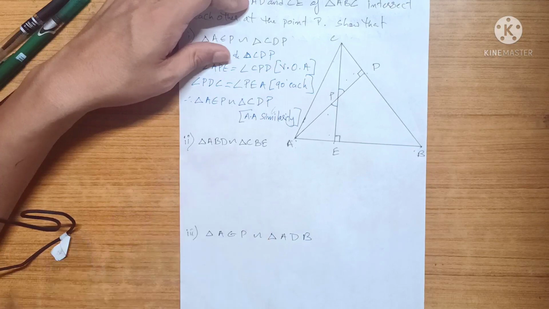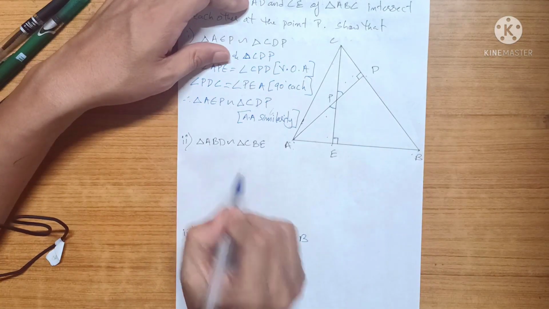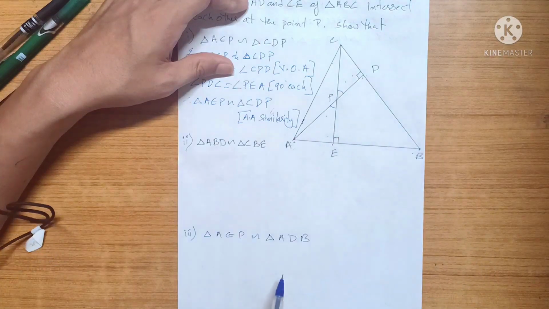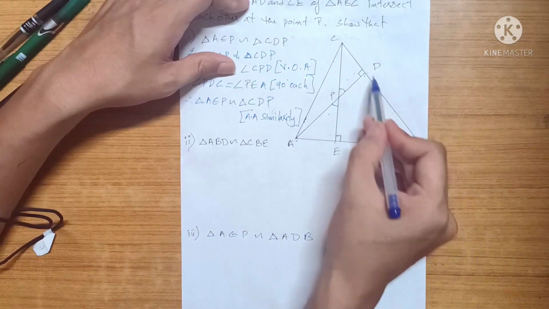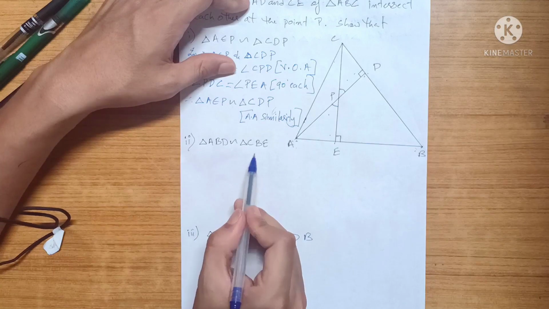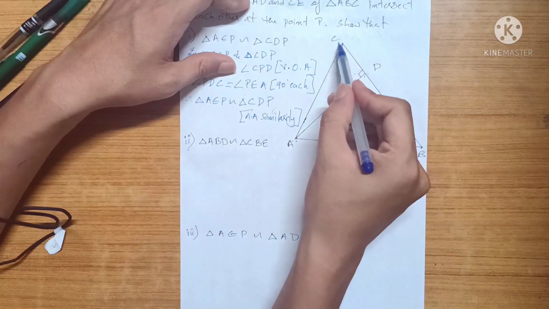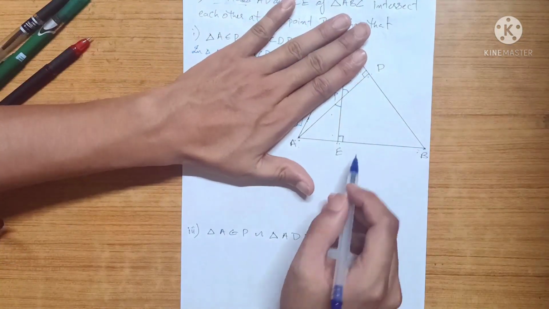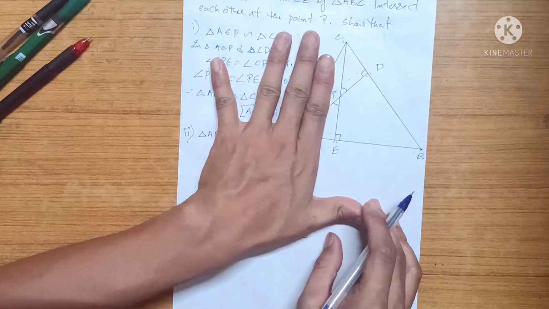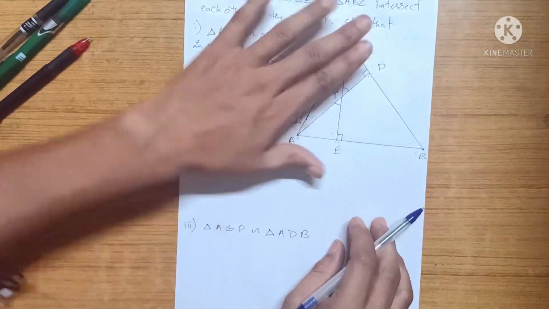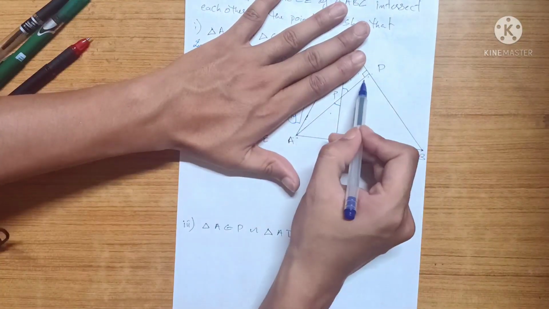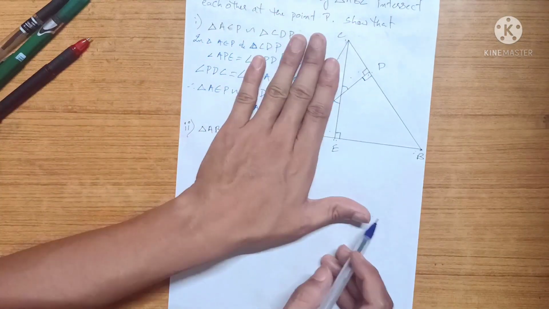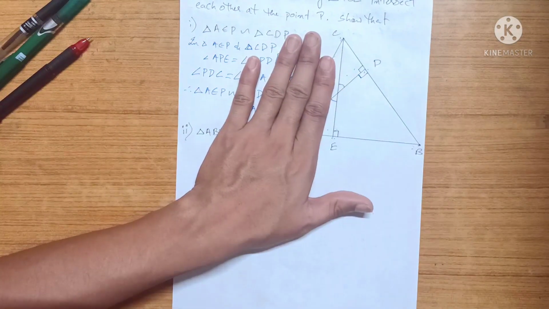Let's do the second one. Second one is triangle ABD. Let's check where ABD is. ABD, okay, the big one. ABD is similar to CBE. Where is CBE? So they're literally saying this one and this one. As you can see, when I do this one, we have a 90 degree over here, right? And when I do this one, we have a 90 degree over here. So 90 degree is shared.